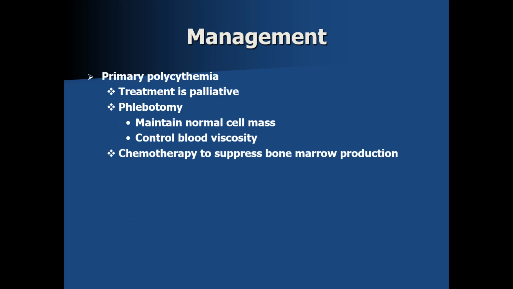Now we'll turn to management of polycythemia. The treatment for primary polycythemia is palliative, that is, there is no cure. One of the palliations includes phlebotomy, which is done to maintain normal cell mass and also to control blood viscosity. In some patients, chemotherapy may be useful to suppress bone marrow production.